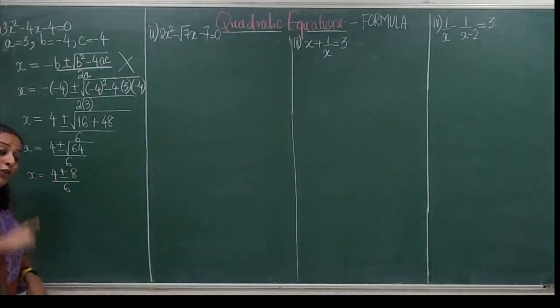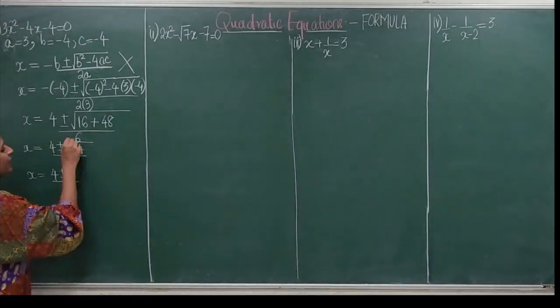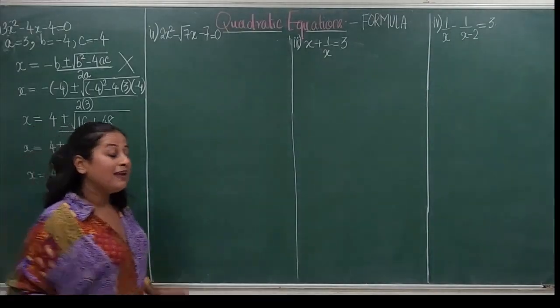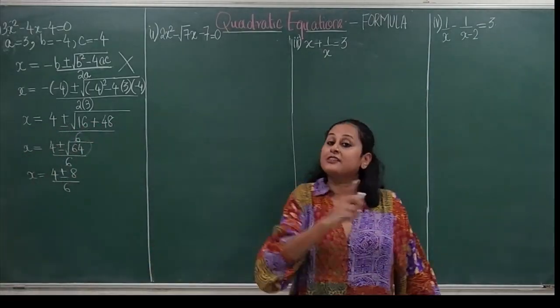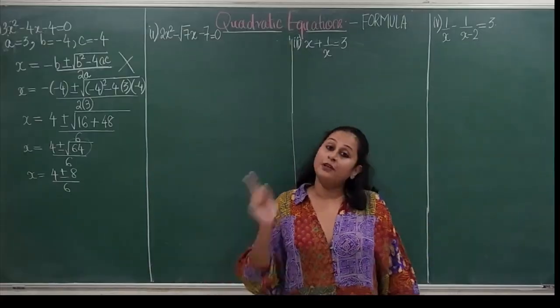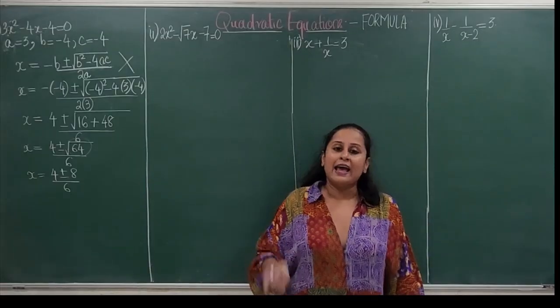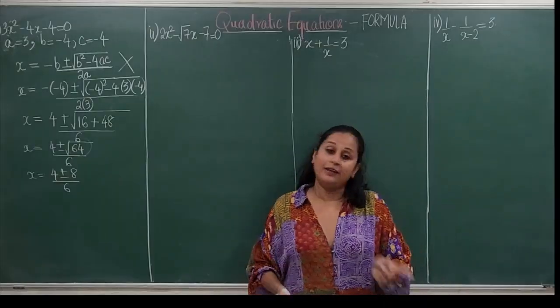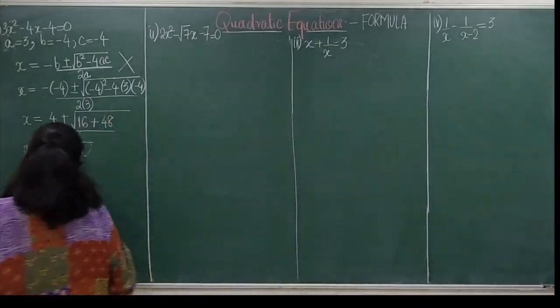So what are the two unique values? Can you see? Here your discriminant is a positive number, and we had discussed this, that if your discriminant b square minus 4ac is positive, then the roots of the equation will be unique. There will be two roots and they will be different from each other. They won't be equal.